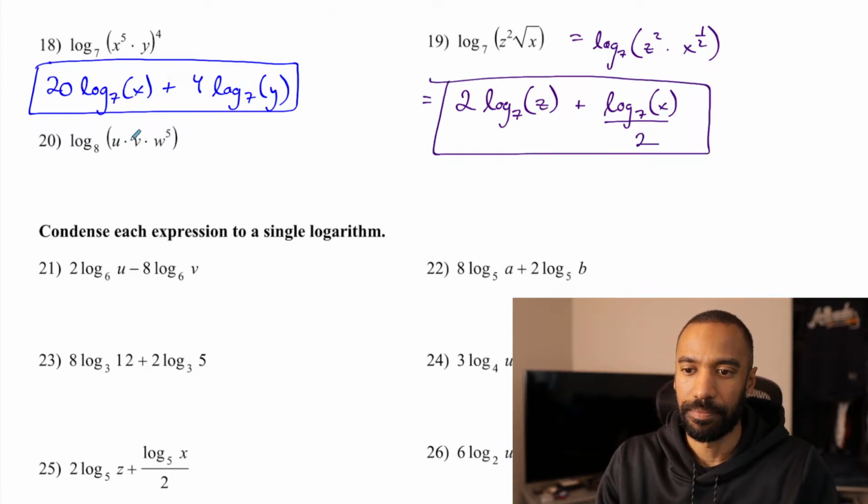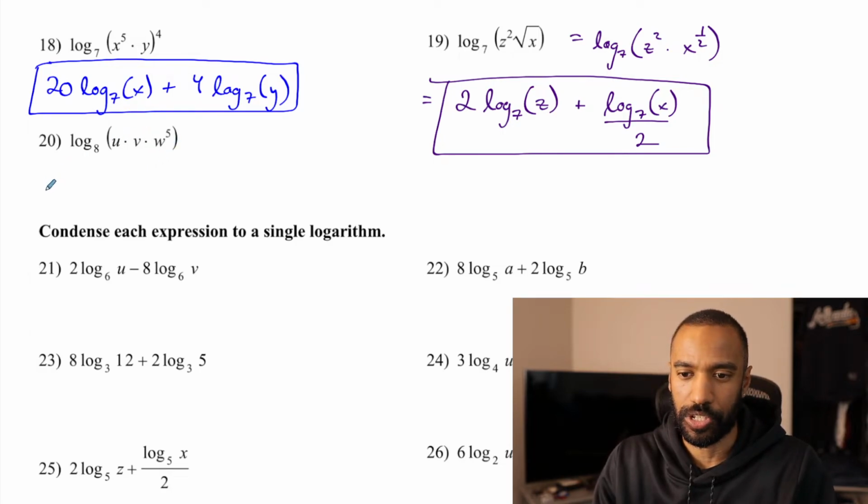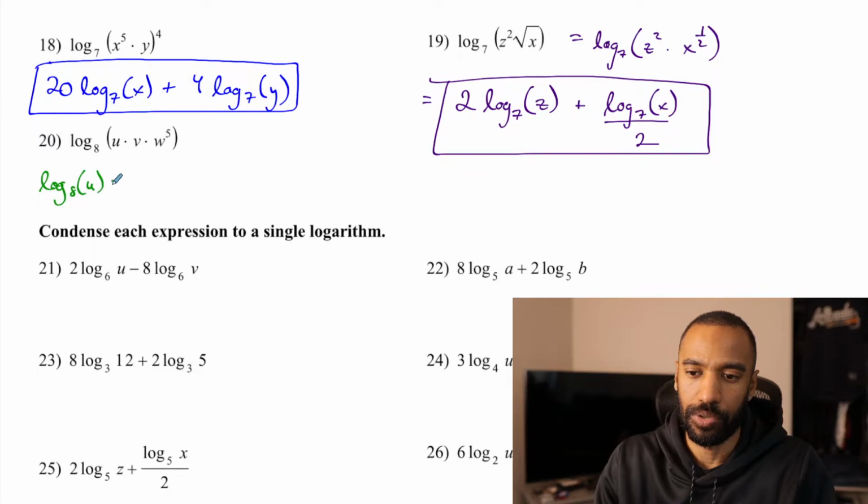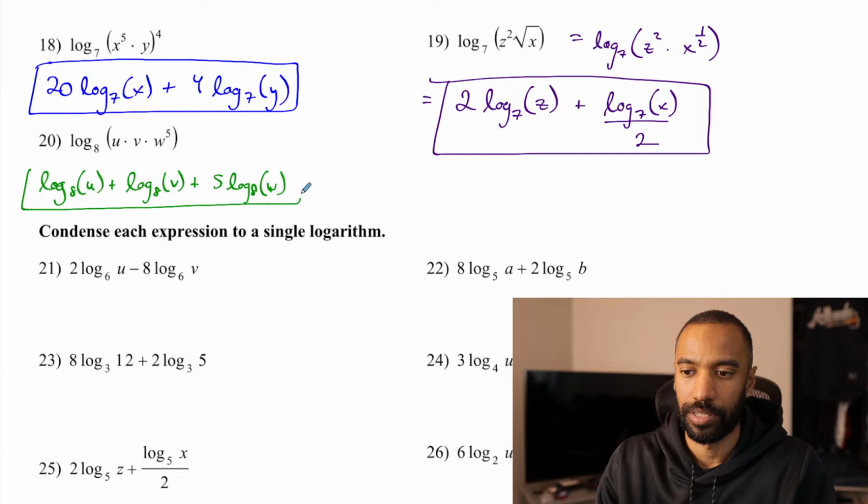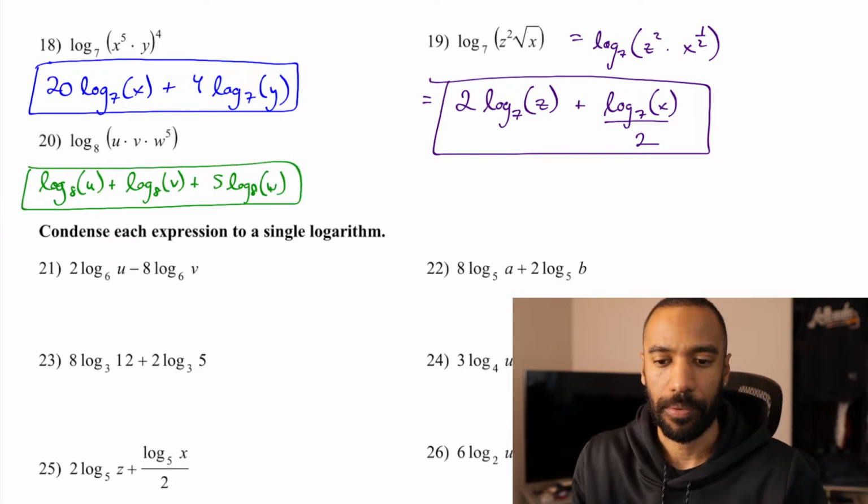And then lastly, not much changes here. This definitely looks like a problem we've done before. Log base 8 of u plus log base 8 of v plus 5 times log base 8 of w. All right. Okay, so that was expanding.